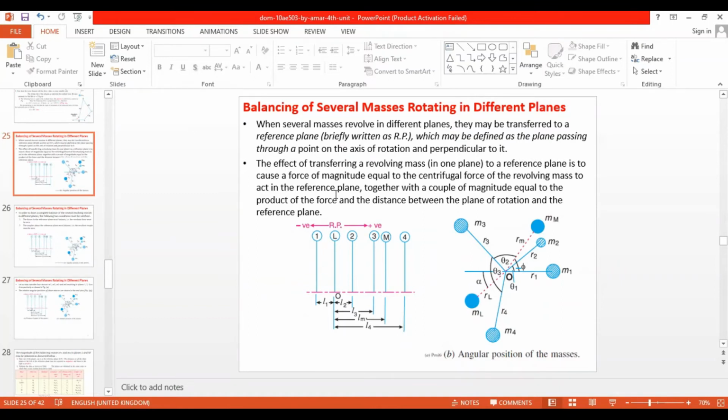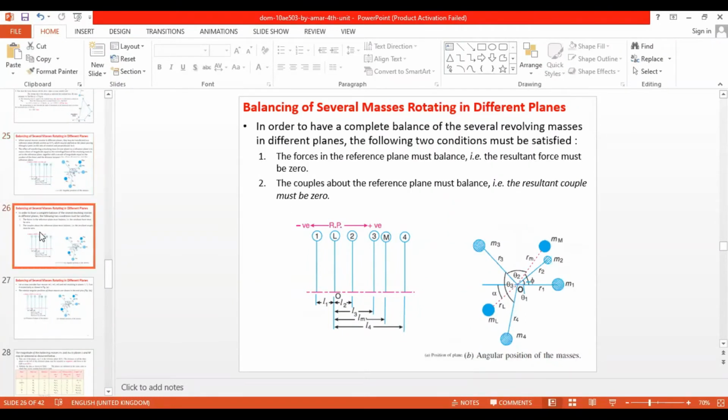Based on the reference plane, we will start specifying the lengths. From the reference plane to mass 1 is L1, reference plane to 2 is L2, reference plane to 3 is L3, reference plane to 4 is L4, and reference plane to M is LM. These are the lengths between the planes, right? Now we'll see how to solve it.